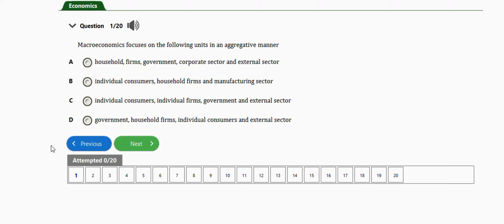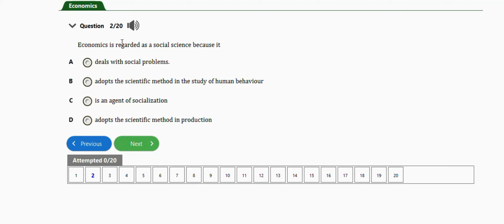Let's get started. First question says microeconomics focuses on the following units in an aggregative manner. So it usually starts with the government in an aggregative manner. The one that begins with government is the right one. We have government, household, firms, individual, consumers, and external sector. Next question is this one.